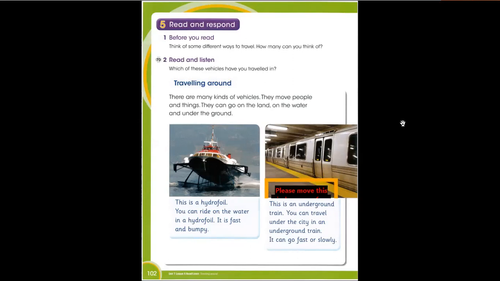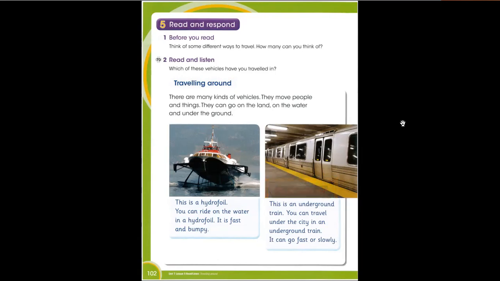So what do the vehicles do? They move the people and the things from one place to another for work purposes, or when you go to visit someone, or you go for a picnic, or you go for traveling around, okay? This is called moving people and things. When you want to send something from your city to your brother who is living in another city, the means of transportation will be called vehicle. They can go on land, on water, and underground.